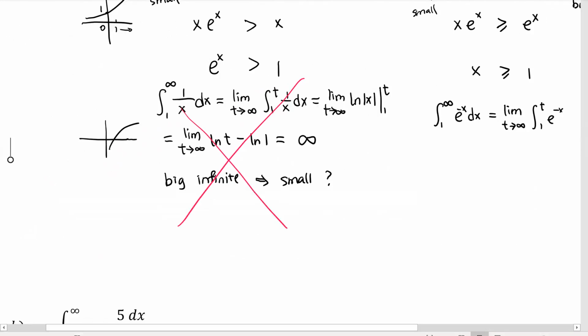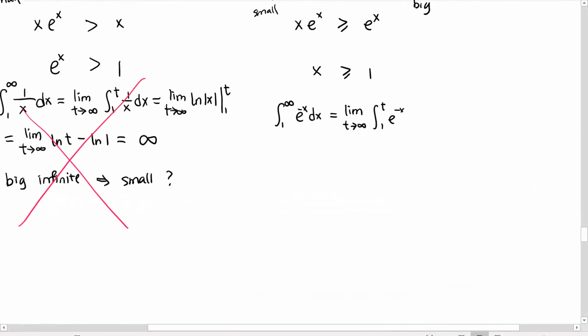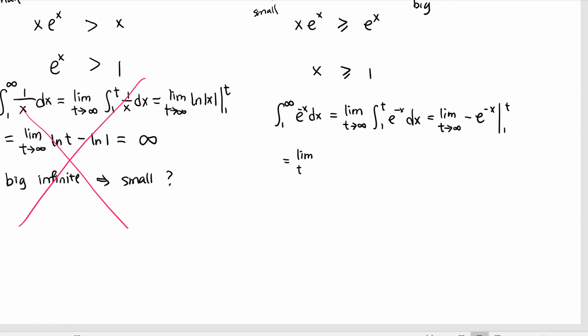Move my dx as well. Okay. So the integral of e to the minus x is e to the minus x over minus 1, but we can put the minus here. Evaluate from 1 to t. That's the same as the limit as t goes to infinity, and then we plug in t minus when we plug in 1, so minus negative becomes plus e to the minus 1.